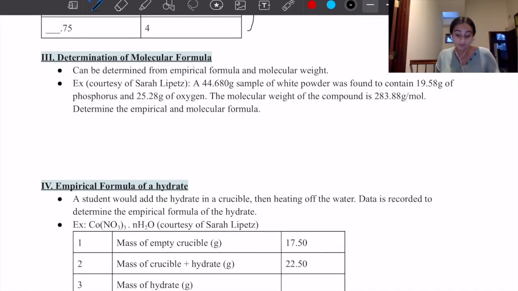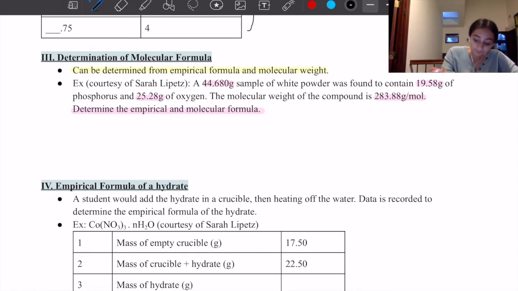Okay, so now we are going to move on to the determination of a molecular formula. So just adding an extra step to the example I just showed you. Like our example previously, it can be determined from the empirical formula and the molecular weight. So we have another example where we have a 44.680 gram sample of white powder that contains 19.58 grams of phosphorus and 25.28 grams of oxygen. The molecular weight is 283.88 grams per mole, and we are determining the empirical and molecular formula.